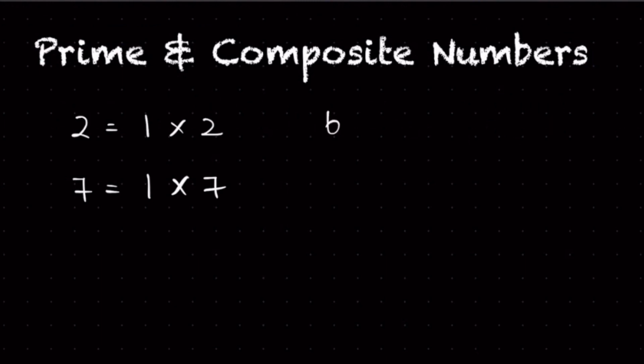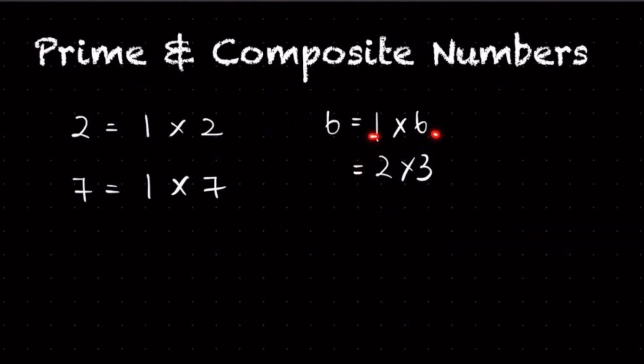What about 6? Is 6 a prime number? No, it isn't. That's where we start with composite numbers. If they are not prime, they will be composite numbers. So 6, we have 1 and 6. Yes, that's true. But we also have 2 and 3. 2 times 3 gives you 6. So this is a composite number because it has more than 2 factors.